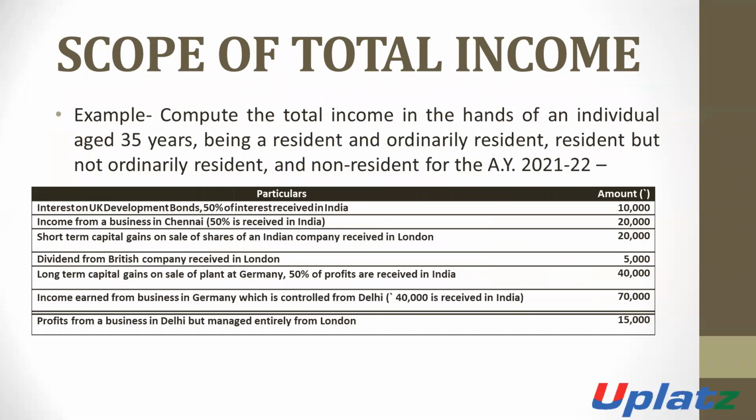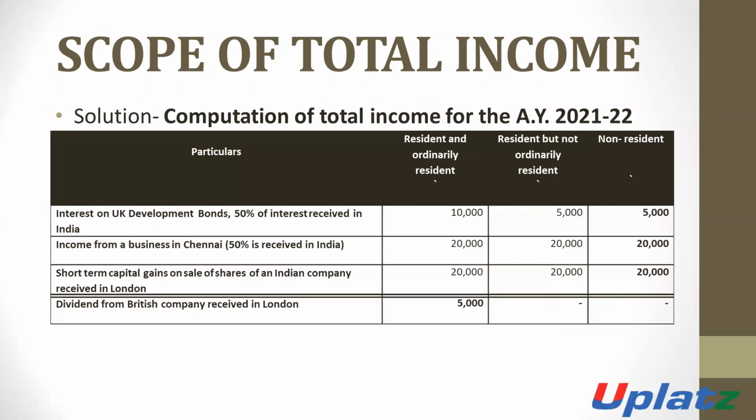Next, profit from the business in Delhi, but managed entirely from London. The profit from business in Delhi, 15,000, will be taxable in the hands of resident.